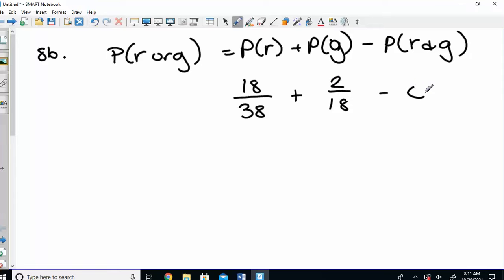No. So these are mutually exclusive. You could have used the mutually exclusive formula, but if you didn't catch that, you realize right here they can't overlap, so that's just minus a 0. Oops, that's supposed to be out of 38, not 18. So you get 20 out of 38, which is 0.5263.